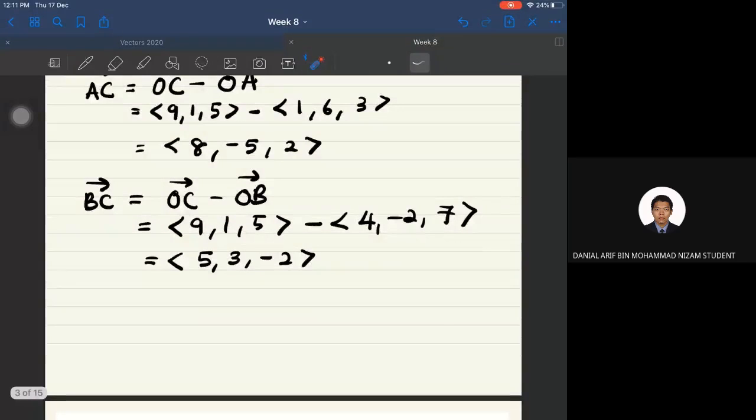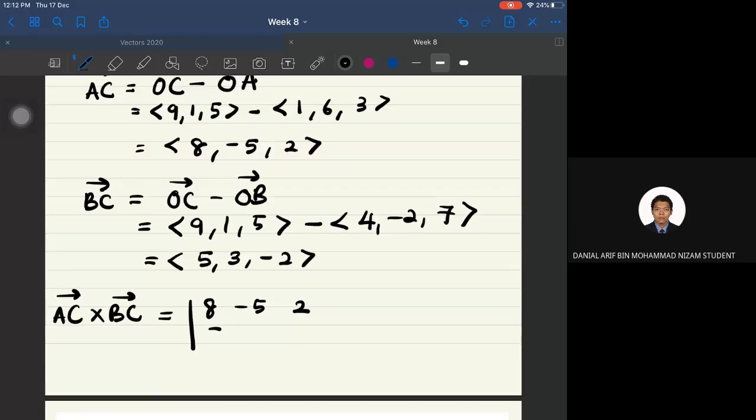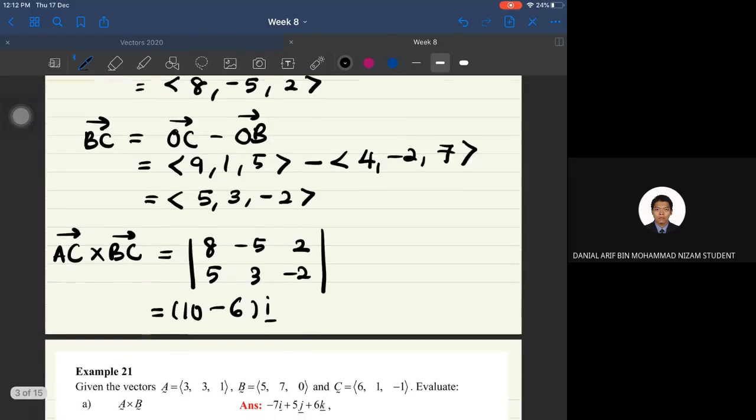Okay, so cross product between AC and BC is equals to, so AC awak 8, negatif 5, 2, BC 5, 3, negatif 2. So this one is equals to, so for the first one, for the component I, so kita akan delete the first column. Okay, so that you will have negatif 5 darab negatif 2 akan dapat 10 tolak 6 I. Oh, sorry, tak nampak.